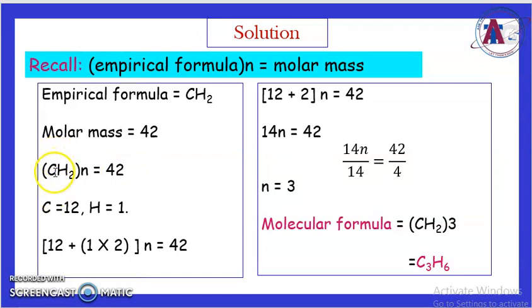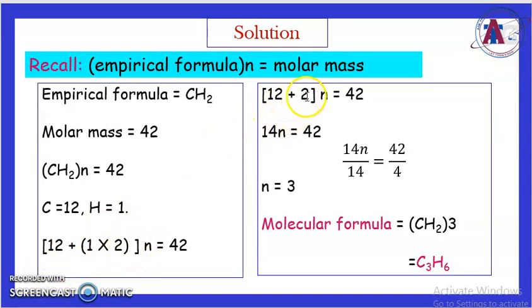Now, what is the mass of carbon atom? It is 12. The mass of hydrogen is 1. So we have 12 here, plus hydrogen is 1, but we have 2 atoms of hydrogen here. So we have (12 + 1 times 2) times N will give you 42. Remember, we said that molecular formula is the multiple of empirical formula. So this N means that multiple. We have to find that multiple before we can find the molecular formula. So finding N, we have 12 plus, this is 2, 1 times 2 is 2.